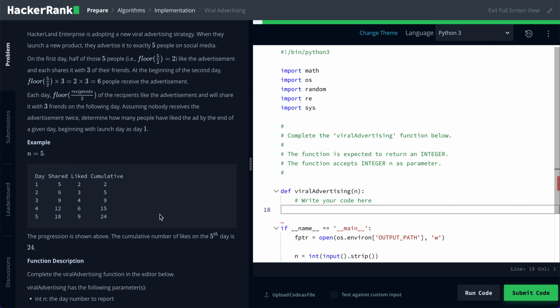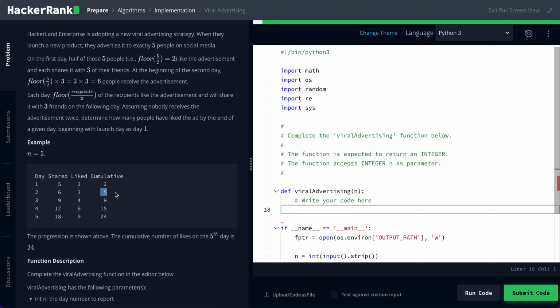Also provided is this chart to exemplify what's happening. Essentially, each day, likes and sharing are happening. So the first day is shared to 5 people, those 5 people who initially saw the advertisement. The floor of half of them, 2 people, liked it, and the cumulative likes then becomes 2. Those 2 likes then share with 3 of their friends each. 2 times 3 is 6.